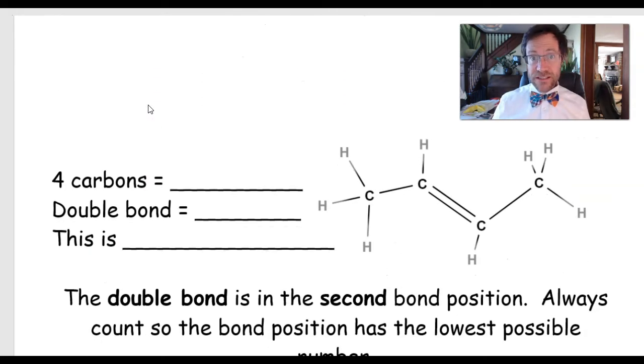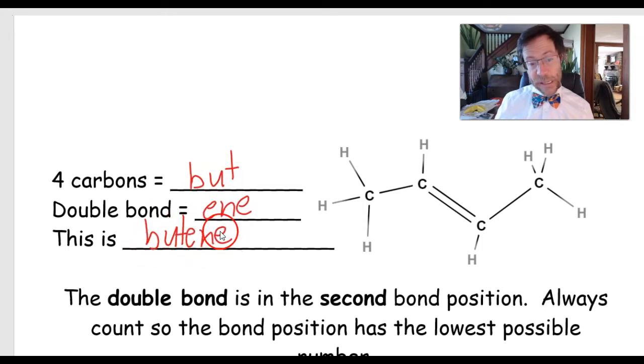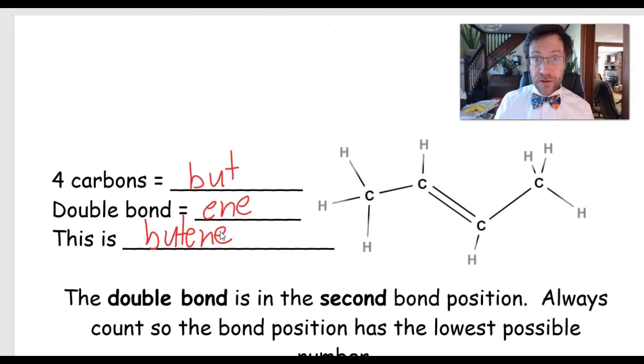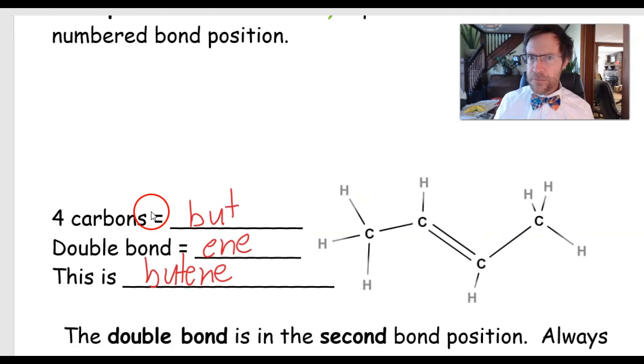Now let's check out this guy. Very, very similar, yet very, very different. All right, 4 carbons. This is going to be bute. Double bond, ene, butene. This is a problem. See how this is butene? See how that's butene? Butene, man, you can't have 2 things with the same name, remember?